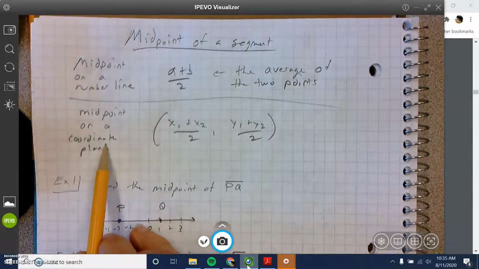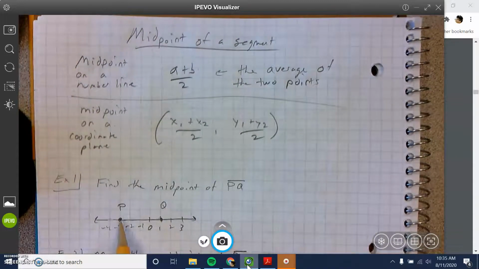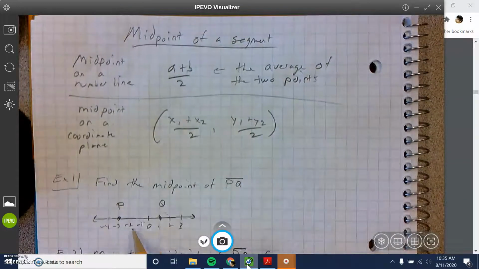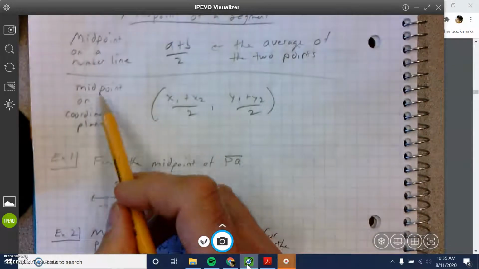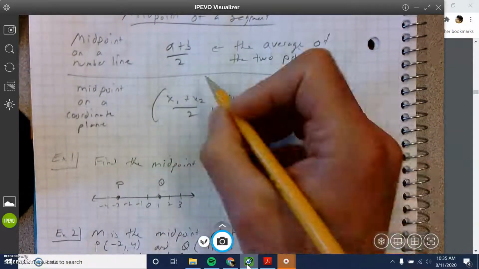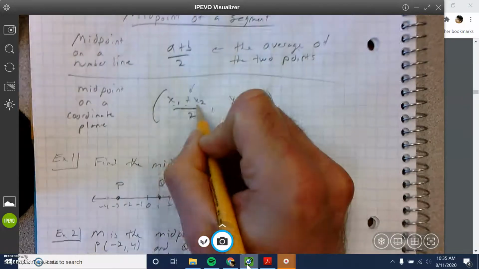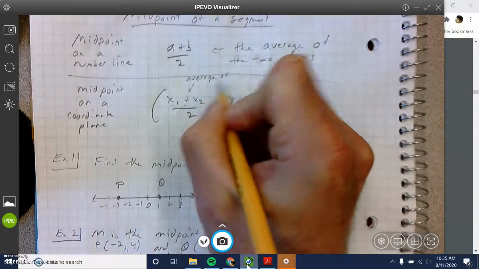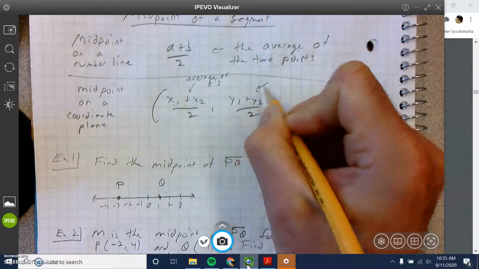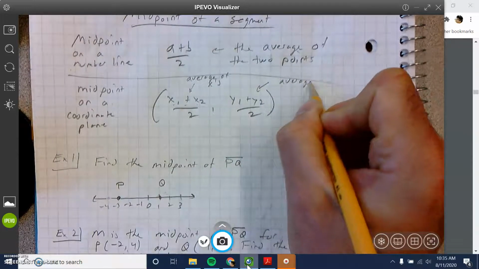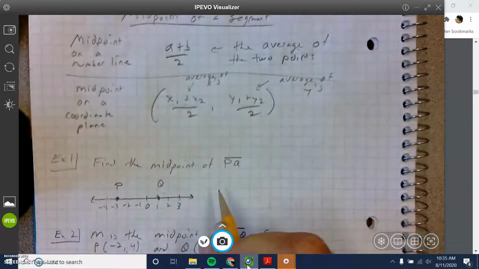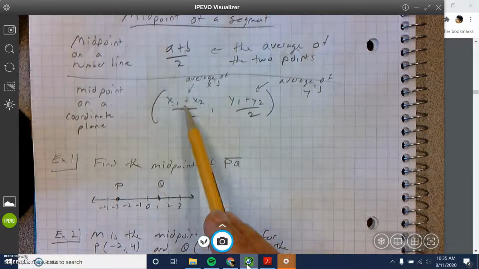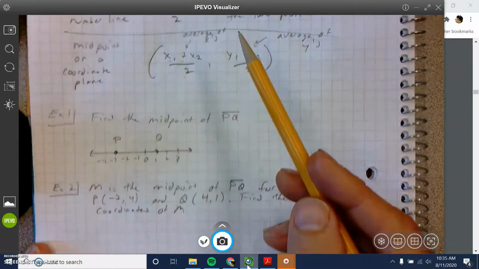Now what happens if we have a coordinate plane where we don't just have a number line? P and Q here are the same as A and B. For a coordinate point, you're going to find the average of the x's, x1 plus x2 divided by 2, so you're just going to do it twice. One for the x's, one for the y's. So the average of the x's and the average of the y's. Midpoint, think average. You have 2 points, you divide by 2, and you find out what's in the middle.